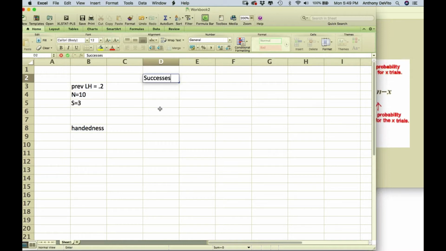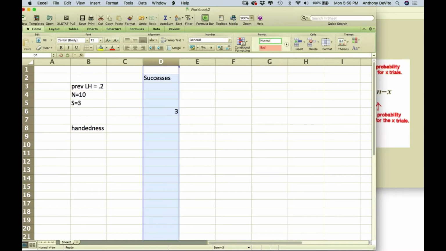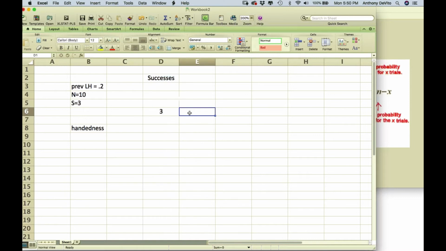Now, ideally, right now I'm looking at the number of successes, and I'm saying to myself, the number of successes I'm interested in right now is 3. I'm going to center this. Number of successes I'm interested in right now is 3. Okay, and the sample size is 10, and I want to know what's the probability, given that the prevalence is 20%, that 3 out of the 10 people I sample are going to be left-handed. Well, it would be great if there were a binomial function in Excel that would solve this for me, obviously, right? Well, in fact, there is.